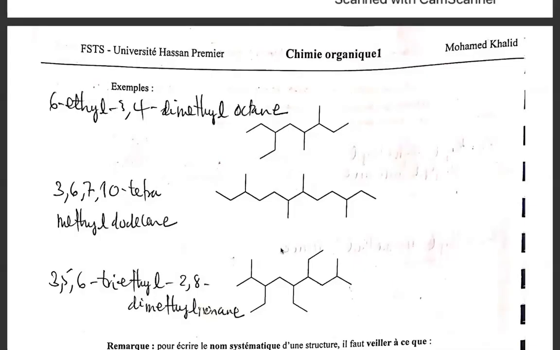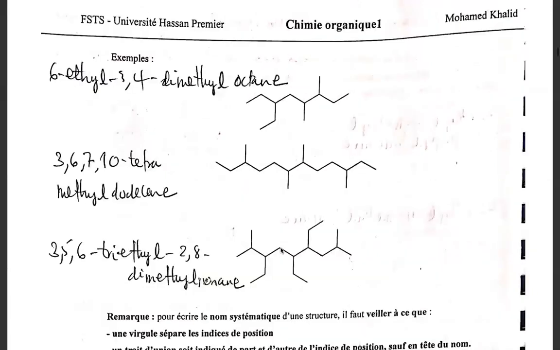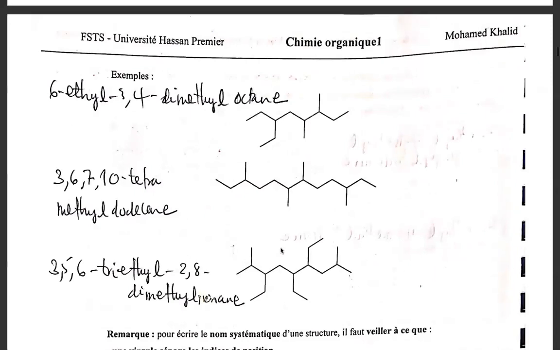So in a case where you have a compound or a hydrocarbon with 2 or more substituents that are identical, rule number 5, this is what you do. You follow the same rules. It's the same chain.